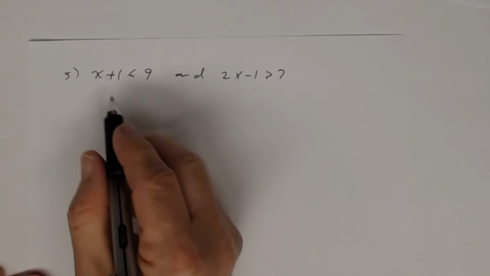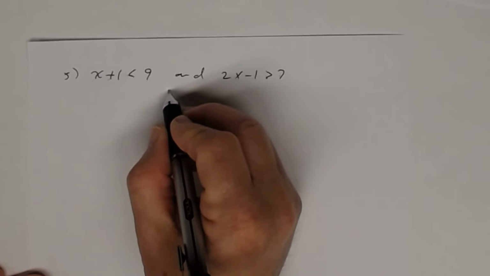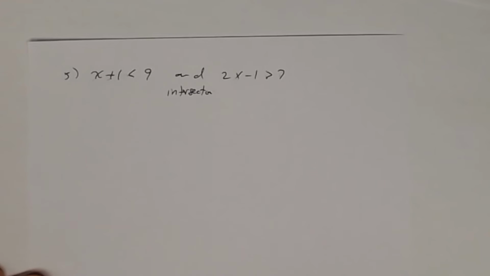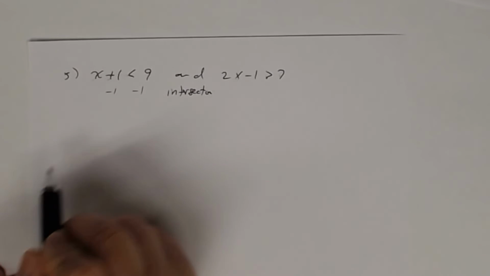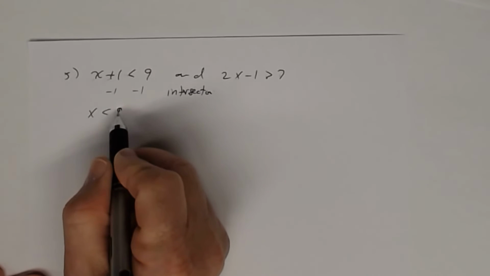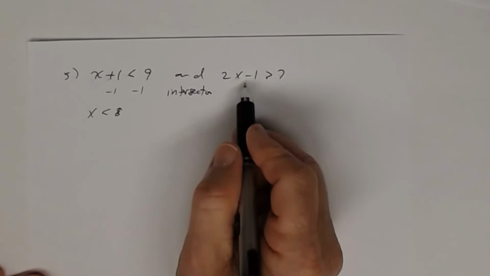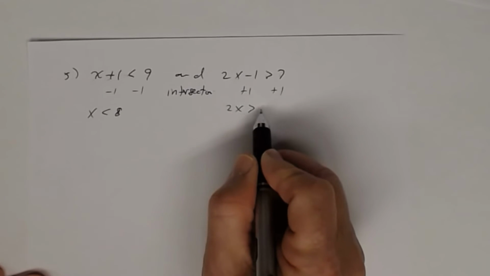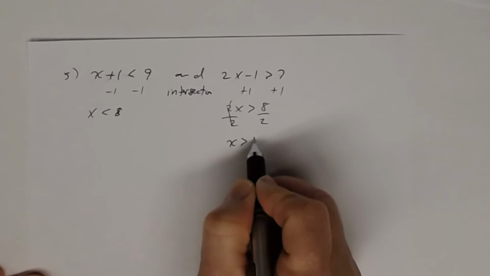Okay? All right, so we're going to solve each one individually. Now, when we do this, remember the and statement corresponds to intersection. So we're going to be looking for an intersection. So this one's easy to solve for x. All you have to do is subtract 1, so we'll get x is less than 8, right? Over here, let's finish this one. So we're going to add 1 to both sides. So I get 2x is greater than 8. Divide both sides by 2. I get x is greater than 4.